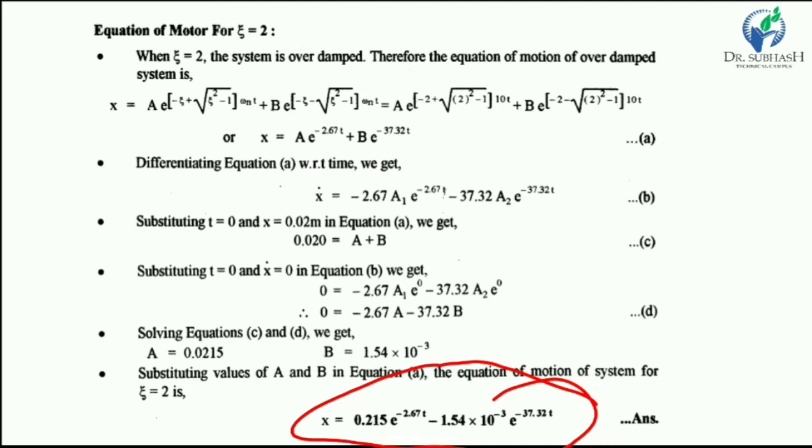If we have to find the displacement after 20 seconds or 5 seconds, put the value of the second t in this equation. If I get the displacement after 10 seconds or 5 seconds, that is what we have to find out. So this is the final equation for the displacement at a particular time.